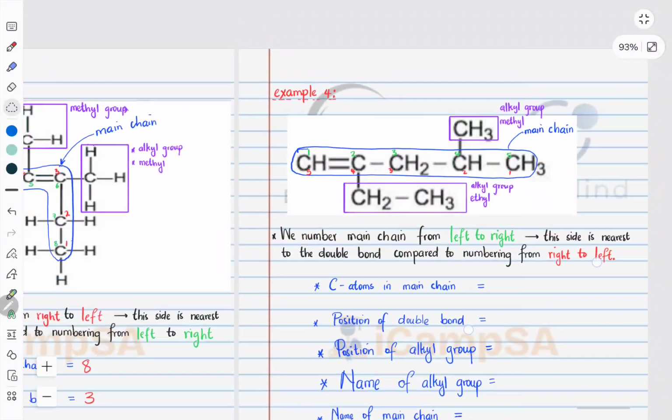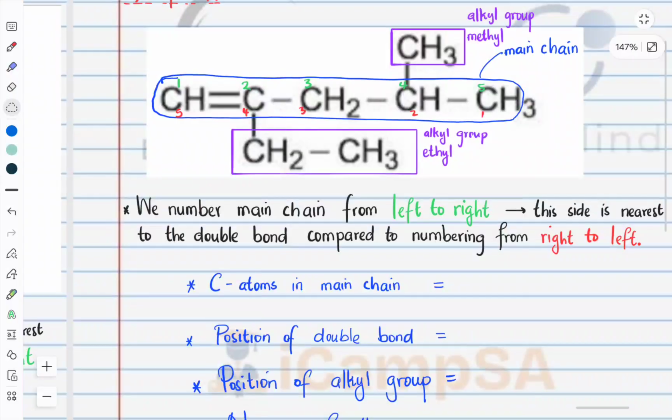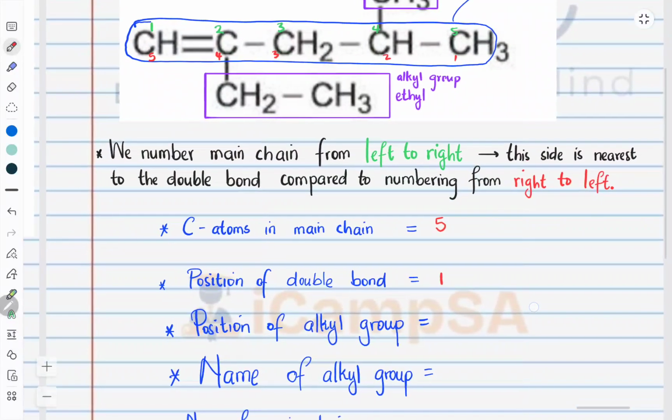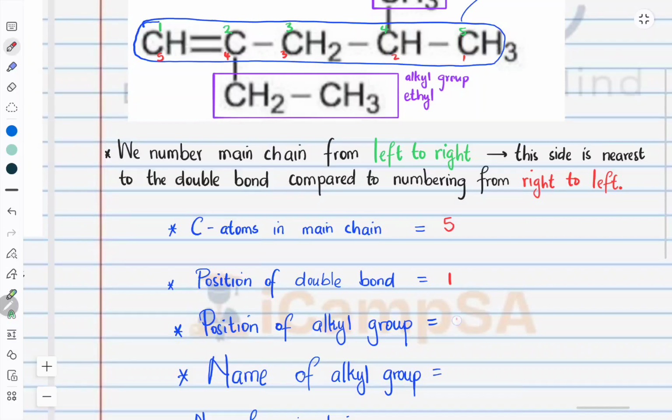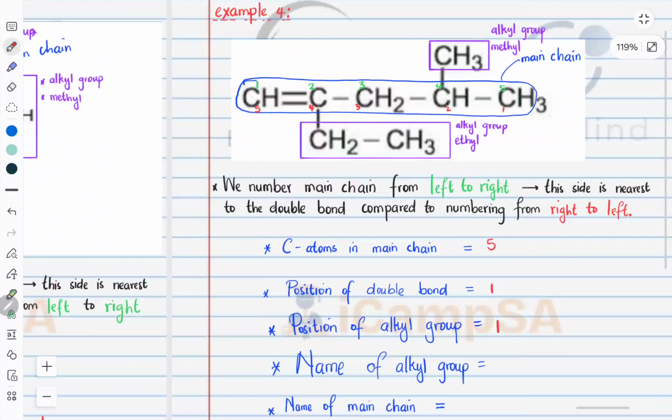All right, now it matches. Okay, so we have that. Now, how many carbon atoms are in our main chain? We found that there are 5. And what's the position of the double bond? We said it's 1. And then position of the alkyl group, one alkyl group is on position number 2. So which is the ethyl group?